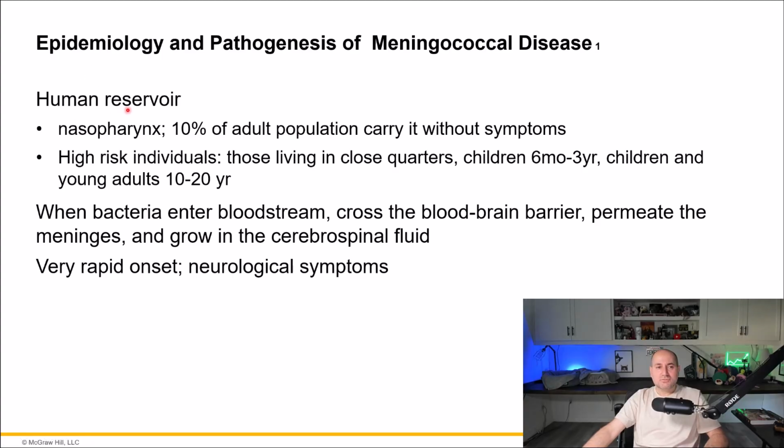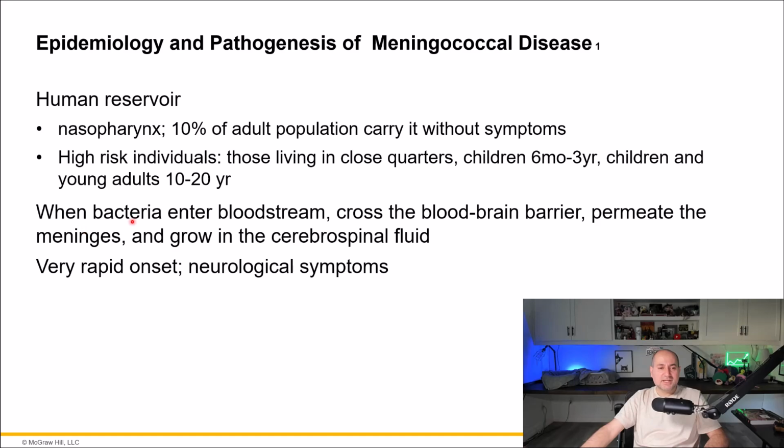Humans are the reservoir. The reservoir refers to where you normally find this particular pathogen. Where does the pathogen normally reside? That is what's known as the reservoir. And humans are reservoirs for Neisseria meningitidis. You can find it in the nasopharynx, the upper respiratory throat area. 10% of the adult population carry it without symptoms.